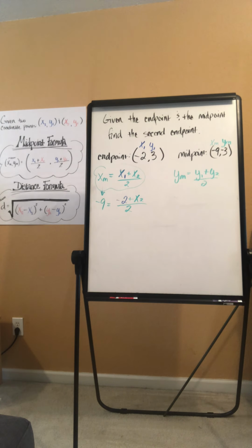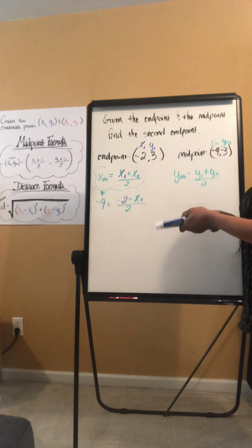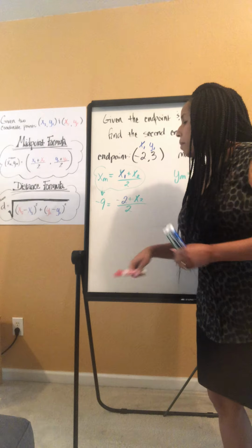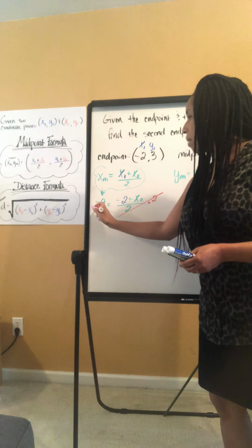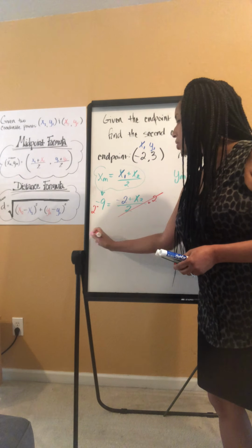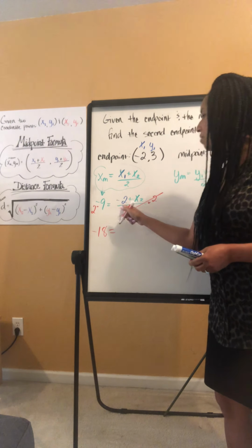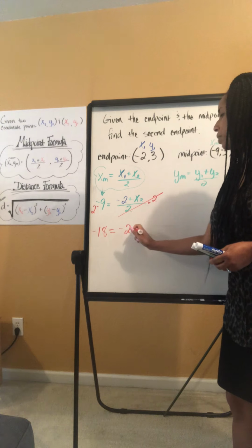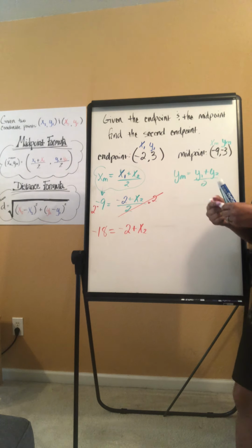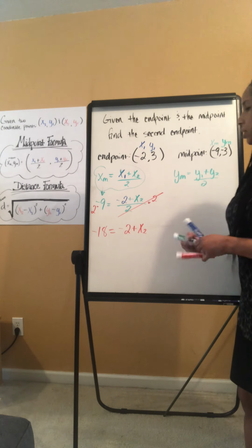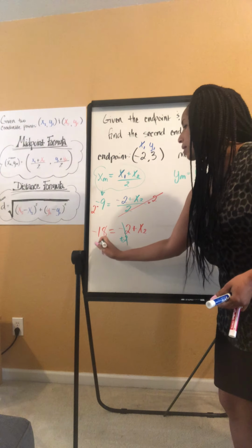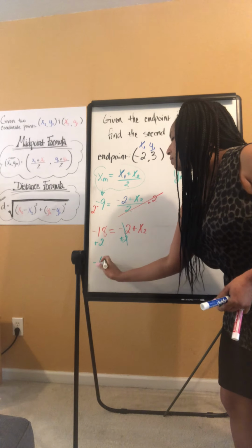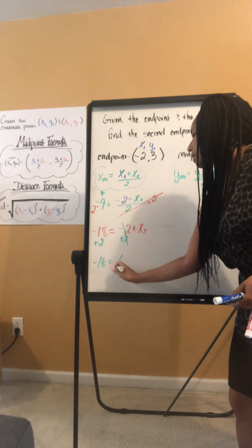So in order to solve for x2, what I would need to do is multiply both sides by 2. Multiply by 2, multiply by 2. So I end up with negative 18. All I have left here is negative 2 plus x2. And so to get x2, I would simply add the 2. So that would cancel. Add the 2. And I end up with negative 16 equals my x2.